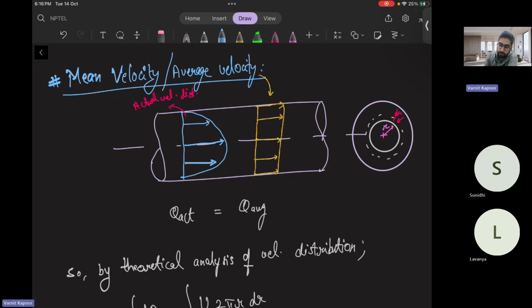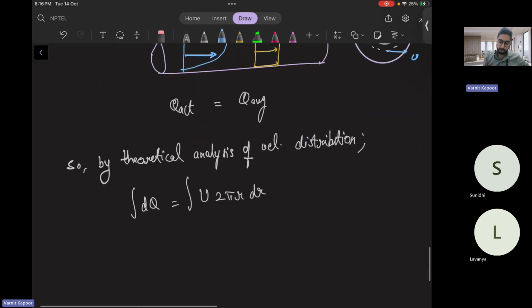It means that the velocity is u overall. That is your actual velocity which is going out through this small element. So dQ is equal to area into velocity. Area is 2 pi r into dr, and what is your velocity? That is u. So Q actual will be 2 pi r u dr.